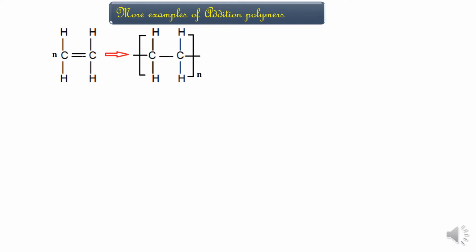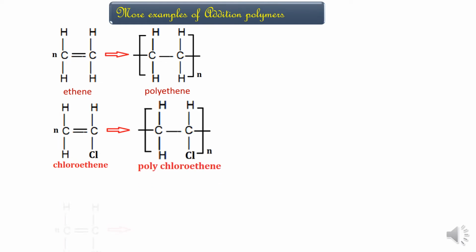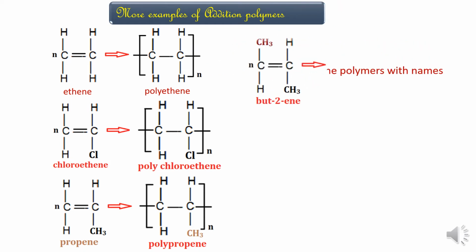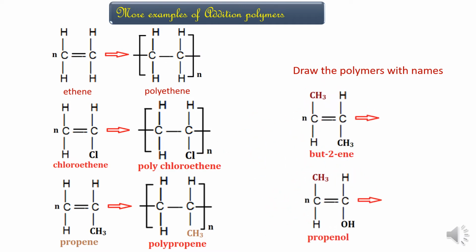More examples of addition polymers. Ethene, polyethene. Just break the double bond, put a bracket crossing the bonds and n here. Chloroethene, same, polychloroethene is the name. Propene, can you draw the polymer and name? Yes, polypropene would be there. And exercise, you try yourself. Butene here. Propanol.